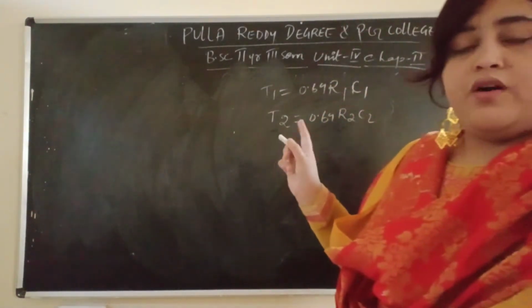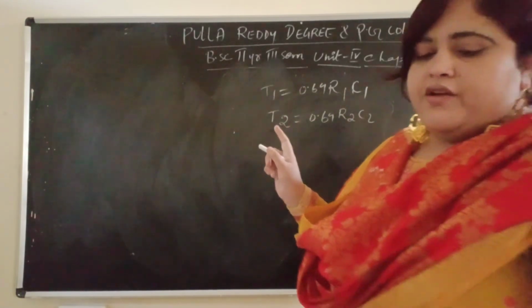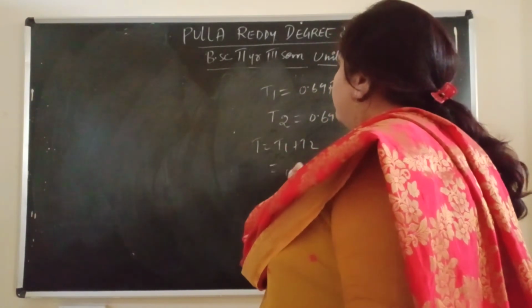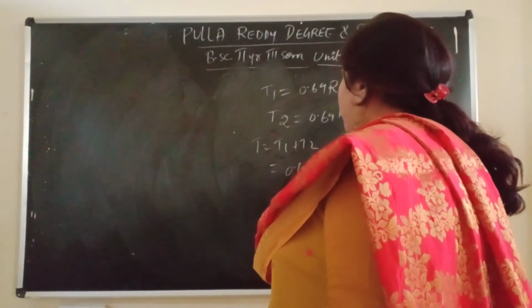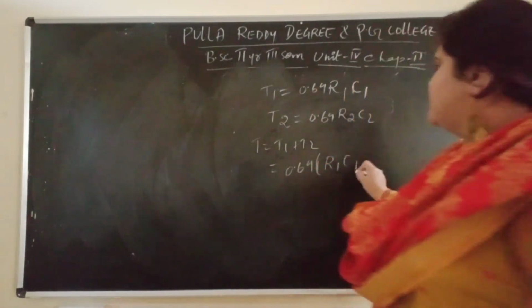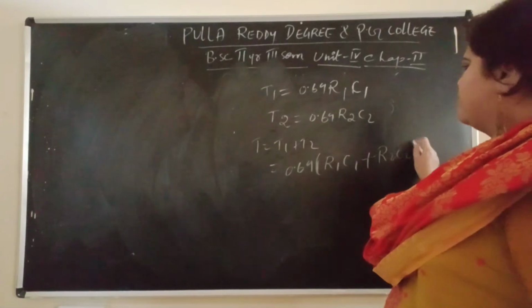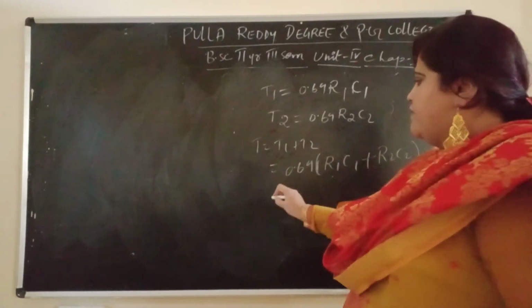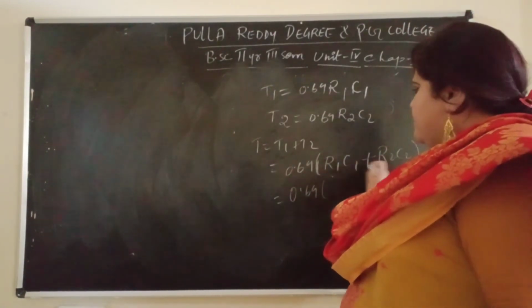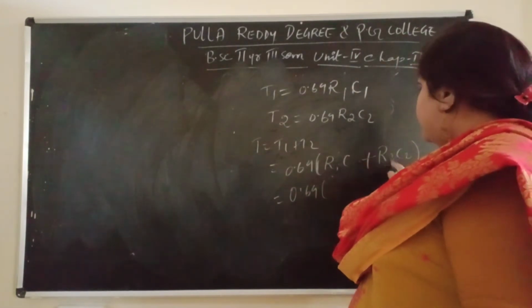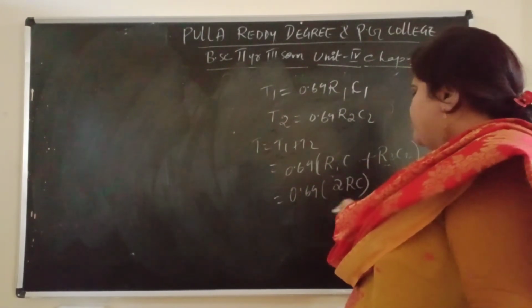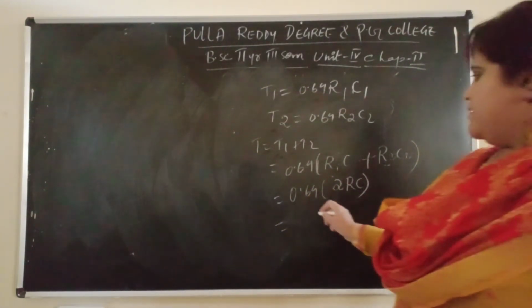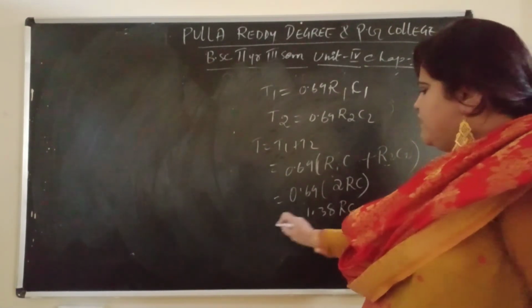By this you can calculate the frequency of an astable multivibrator. T equals T1 plus T2. 0.69 is common, so I am taking R1 C1 plus R2 C2. Let us assume that R1 C1 and R2 C2 are all equal. So we get 0.69 times 2RC, and after multiplication you get 1.38 RC. This is the time period.